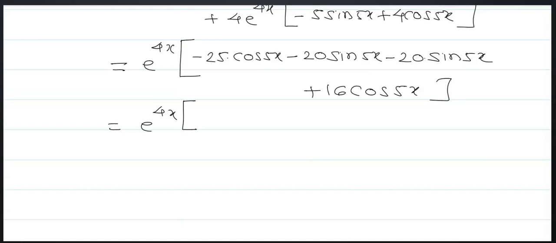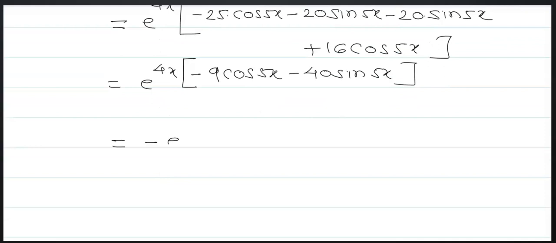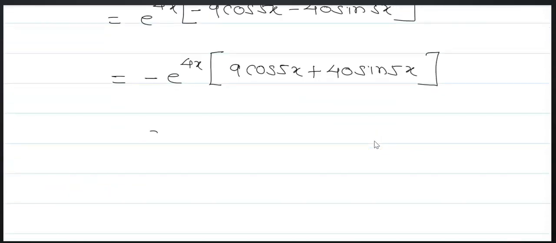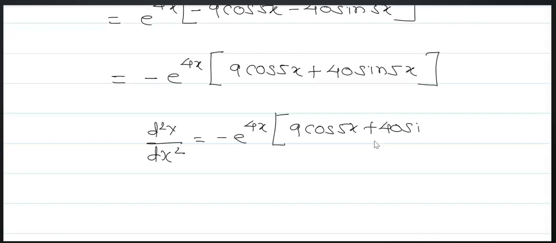Therefore, you are getting e raised to 4x in, take the minus sign as common, that is minus e raised to 4x, 9 cos of 5x plus 40 sin of 5x. Therefore, d2y by dx square is equal to minus e raised to 4x in bracket 9 cos of 5x plus 40 sin of 5x.